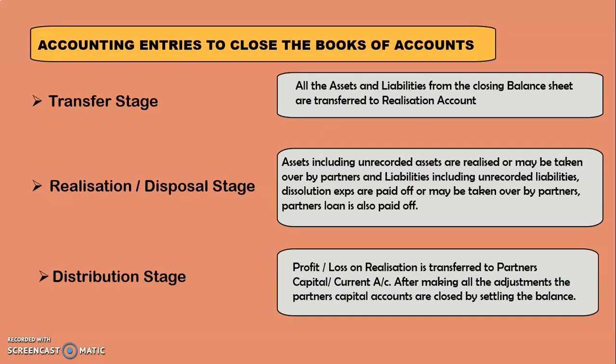Now, as a question, you will be given a balance sheet and some adjustments. Let us see in detail the accounting entries to close the books of accounts. The three stages are the transfer stage, realization or disposal stage, and distribution stage. Now let's see the entries under transfer stage.